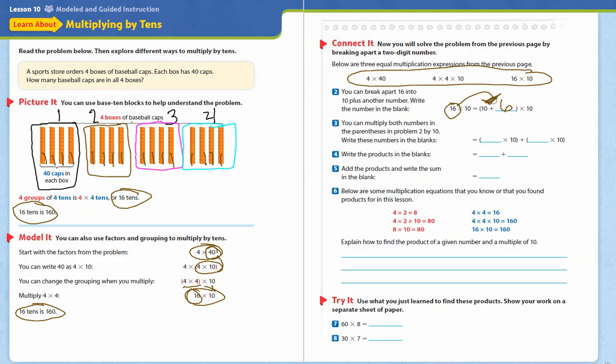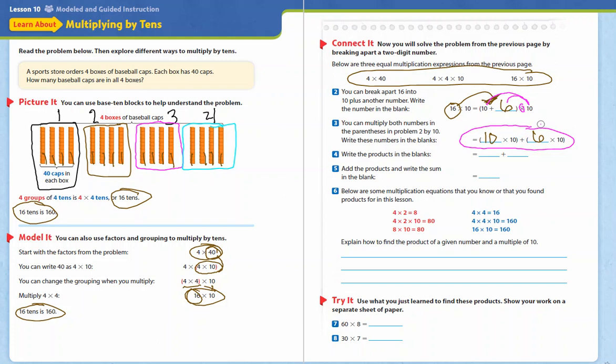So for 3, it says you can multiply both numbers in the parentheses in problem 2 by 10. Write these numbers in the blank. So it's basically just asking you to write the numbers in the parentheses from problem 2 in problem 3. You can put the 10 there, and you can put the 6 here, and here's why. If you have these 2 numbers in parentheses and a multiplication behind it, you can do 10 times 10, and you can also do 6 times 10 as well. So you have your 10 times 10, and then you have your addition plus 6 times 10.